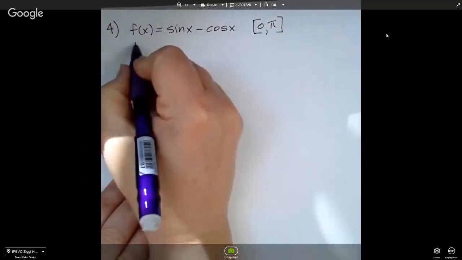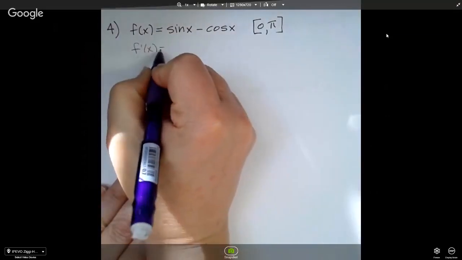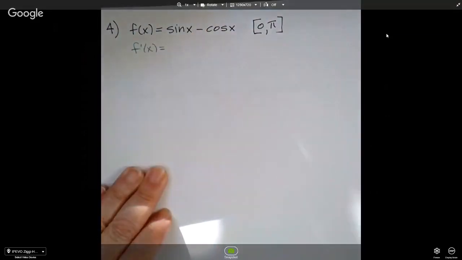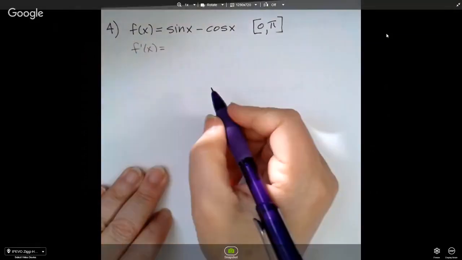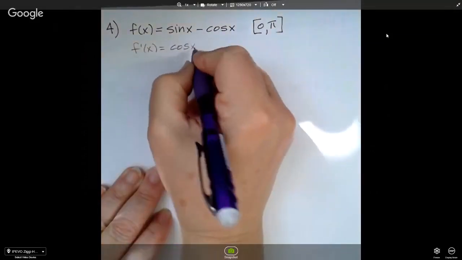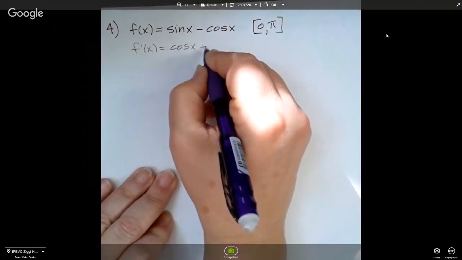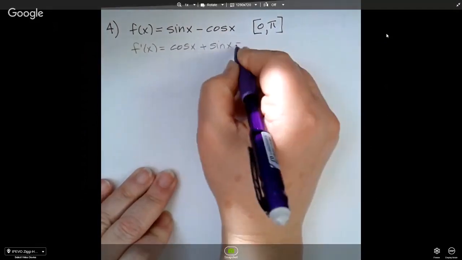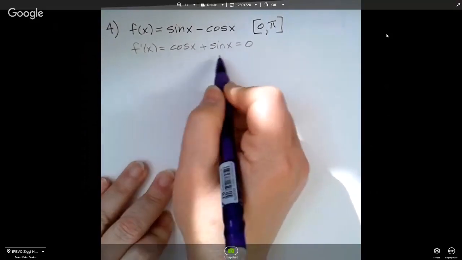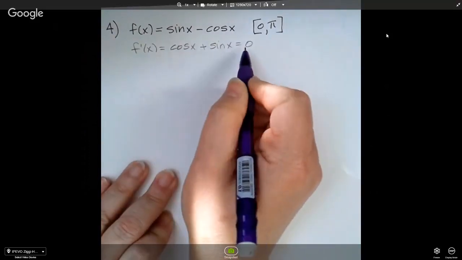First things first is to take the derivative. So this will be f prime of x equals, let's do that. What's the derivative of sine? Cosine x, minus the derivative of cosine, which is negative sine, which makes this plus sine x equals 0. Wow, this is a trig equation, and it's equal to 0.